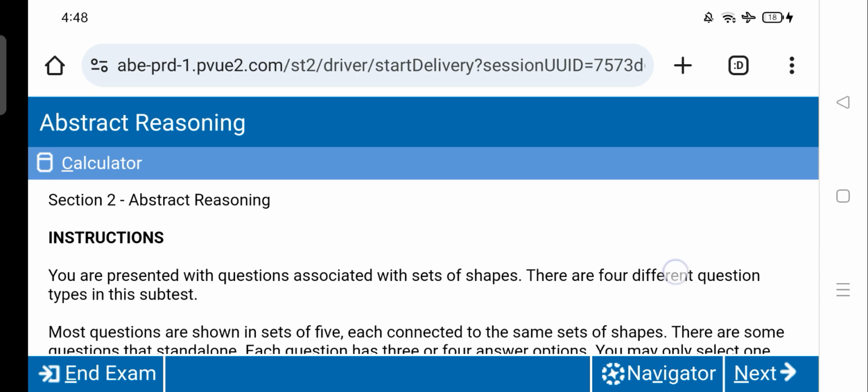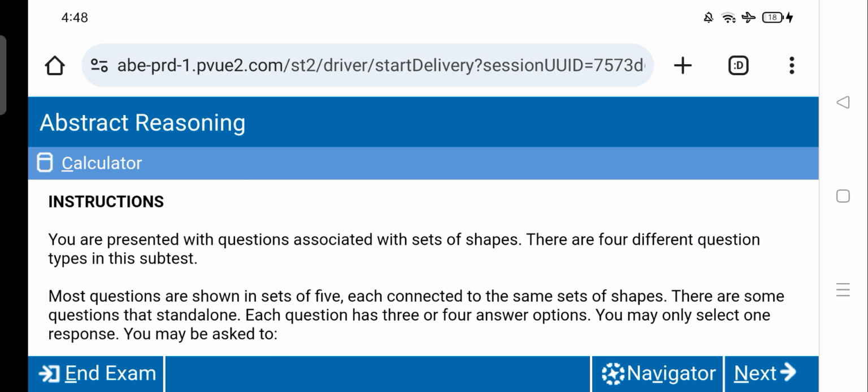So here we have section 2 for abstract reasoning. Let's see what instructions they give us to practice some examples for this section. You are presented with questions associated with sets of shapes. There are 4 different question types in this subtest. Most questions are shown in sets of 5, each connected to the same sets of shapes. There are some questions that stand alone. Each question has 3 or 4 answer options. You may only select one response.